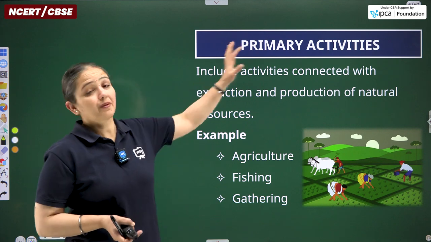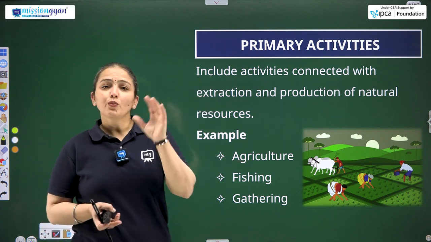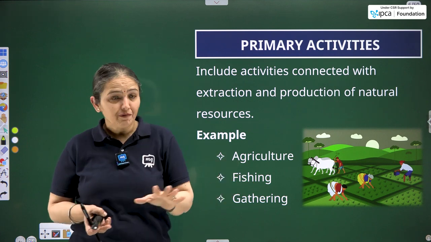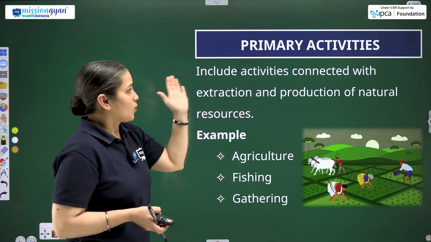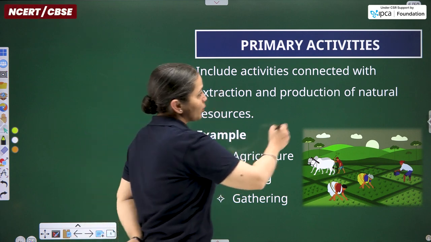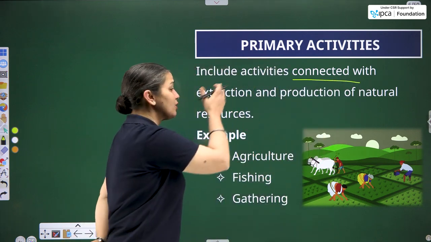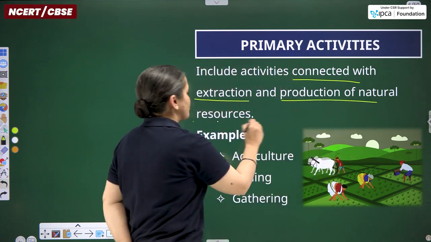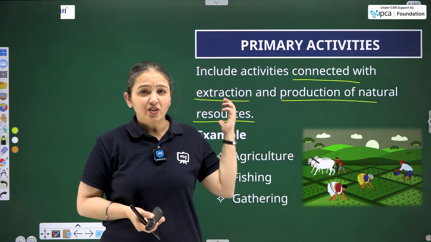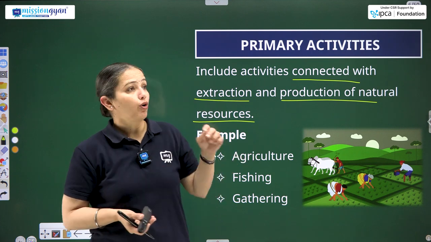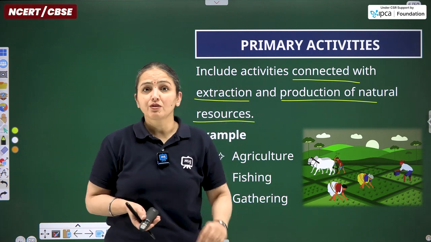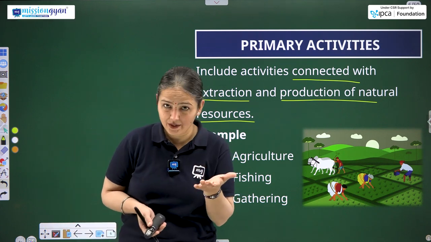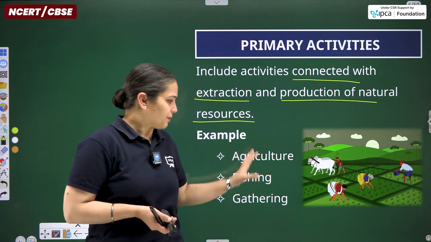Now moving ahead with the primary activity first. We will discuss an overview of the three types of activity, but laying more emphasis on the primary activities. So primary activities include activities that are connected with the extraction and production of natural resources. Extraction, we are extracting raw materials from agriculture or from various types of primary activities. For example, we have agriculture, fishing, gathering, and mining as well. And these are the basic ones.